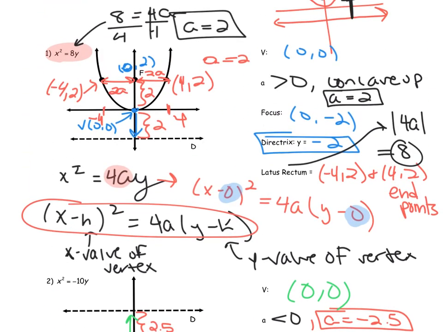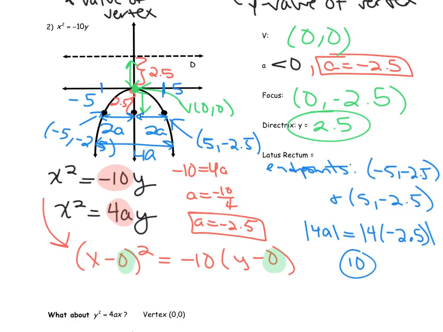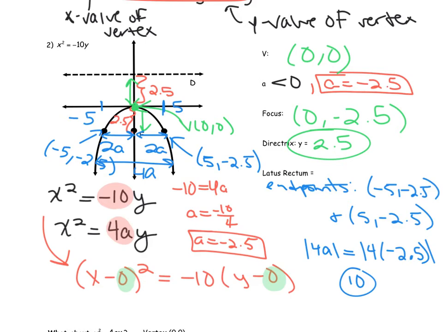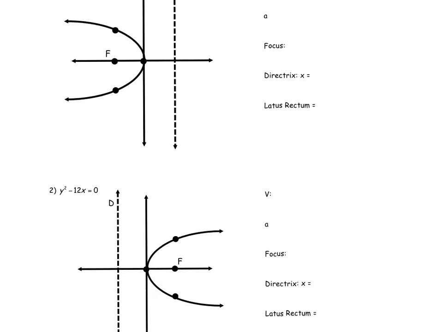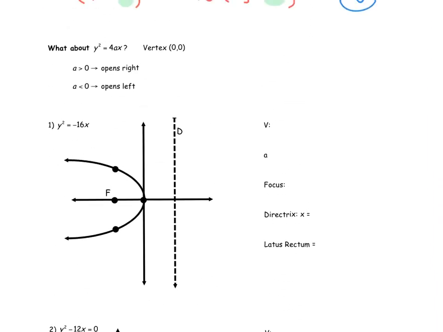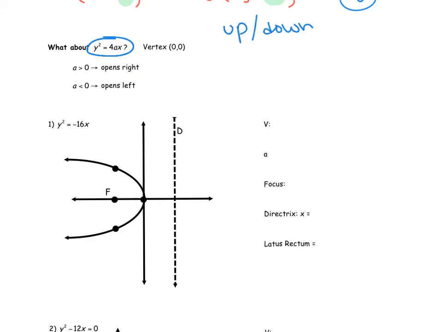So we did obviously already do concave up and concave down. What do you think is coming next? Yeah, we have to do those sideways parabolas. So let's take a look at our next example. We now need to consider y squared equals 4ax. For when it's up and down, we're looking at x squared equals 4ay. When it's sideways, we're looking at y squared equals 4ax.